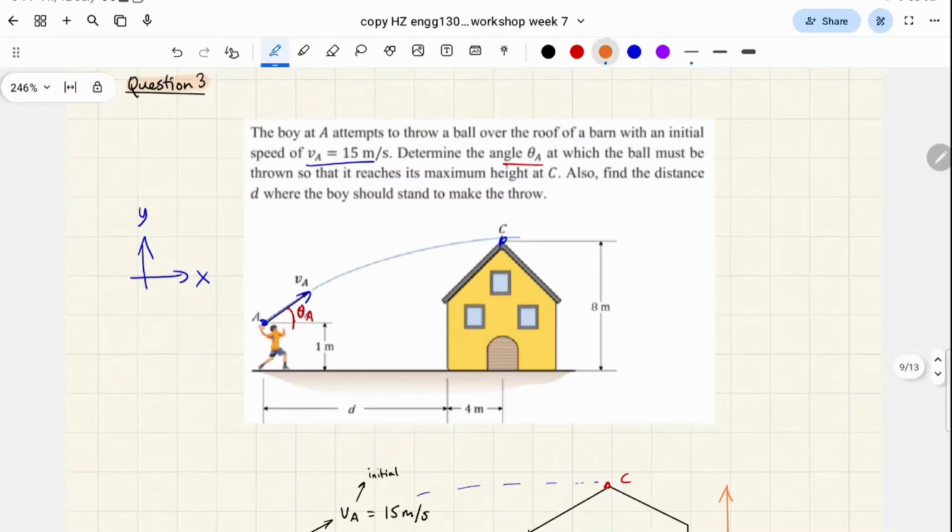It tells you to determine that angle and the max height of C. Sorry, no, my bad. C is known, the position of C is 8 meters, because it's sitting at the tip of the house. Find the distance D where the boy should stand to make the throw. So basically we have two major unknowns, which is that throw angle and that distance away from the house that the boy is located. So essentially we're going to have to do simultaneous equations to solve this.